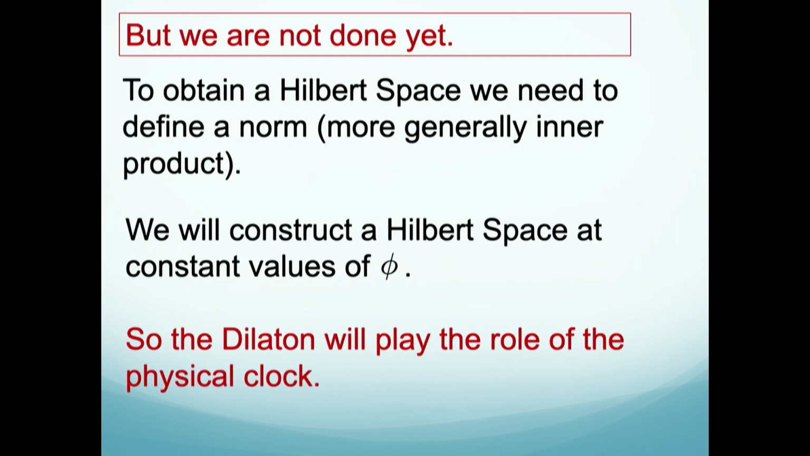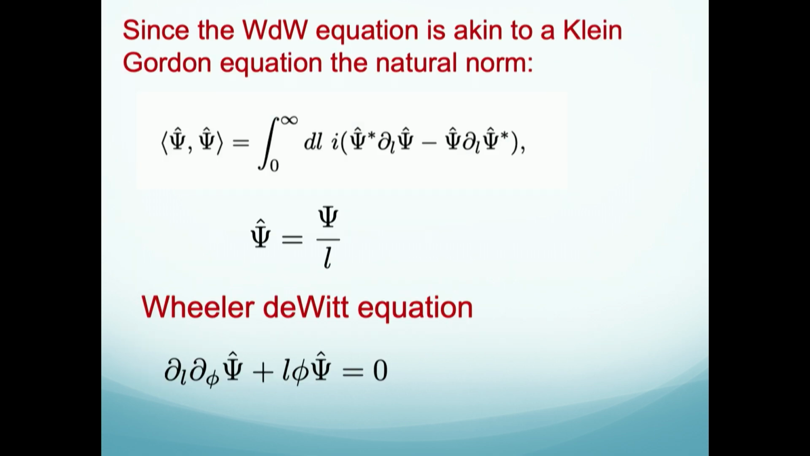Now, we're not quite done understanding the quantum theory because we still have to obtain a Hilbert space of states, and that requires us to define a norm. And the way we'll do it, as I said, is to construct a Hilbert space at constant values of the dilaton. And it turns out, because this Wheeler-DeWitt equation is so close to a Klein-Gordon equation, in fact, after some small change of variables, it can be put more or less in the Klein-Gordon form.